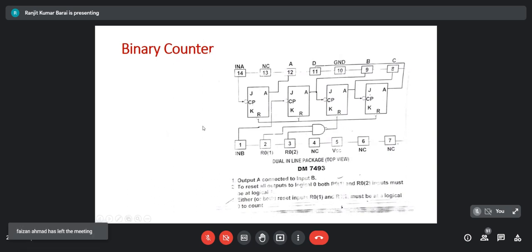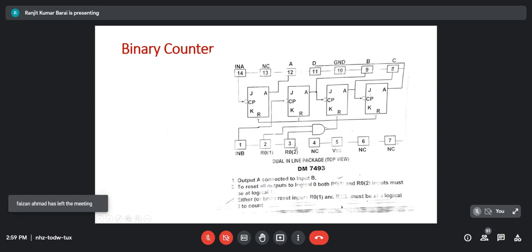Now regarding the binary counter, during the experiment we have used this chip DM7493. I took this diagram from the data sheet of DM7493. You can see the basic building block. The basic building block of this binary counter is the JK flip-flop.